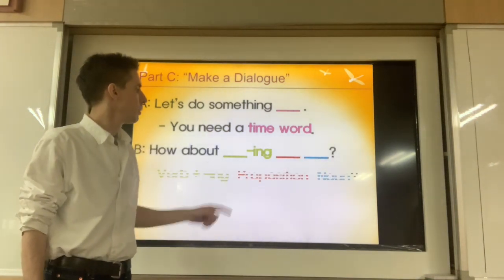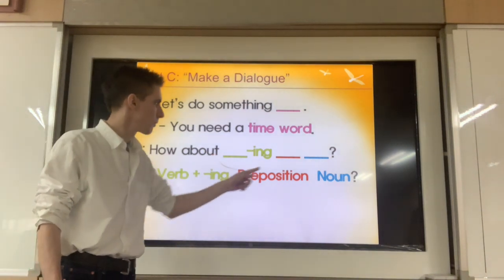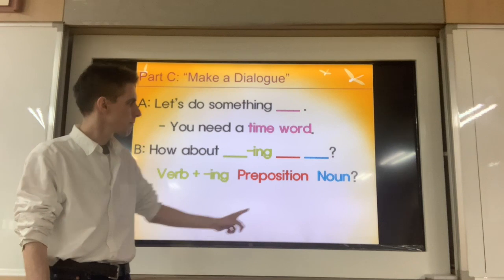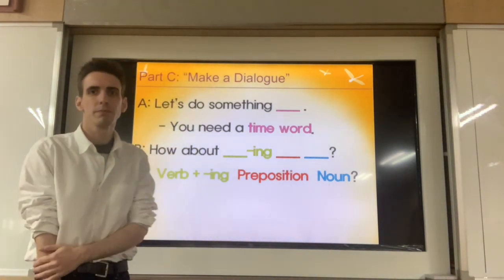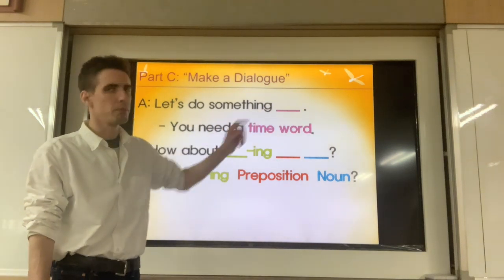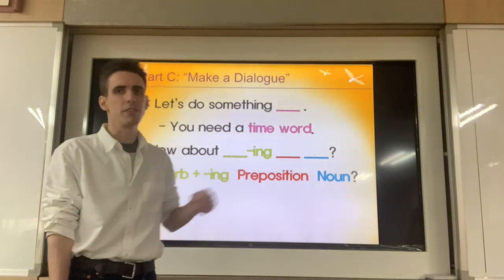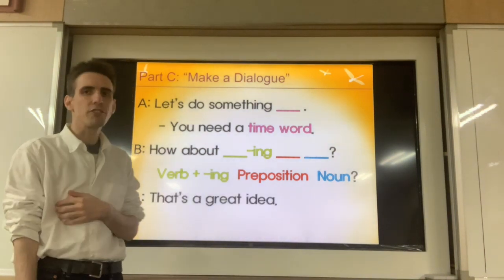How about blank ing, blank blank? Remember, we need a verb first, verb ing, then preposition, and then a noun. Let's do something tomorrow. How about going to the PC room? That's a great idea.